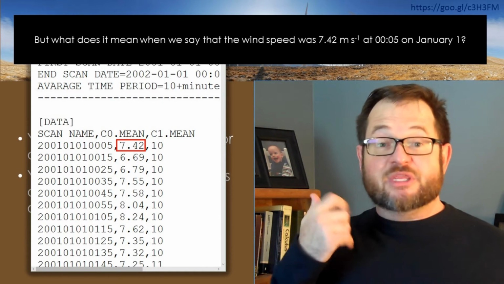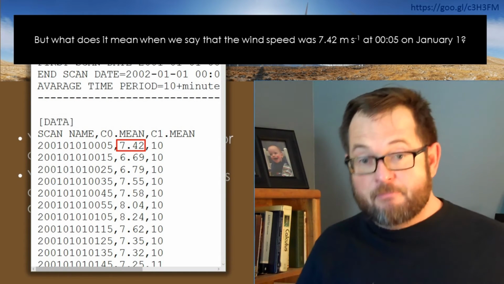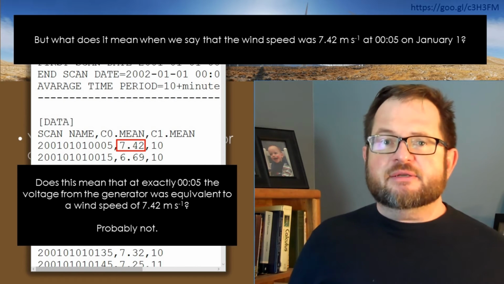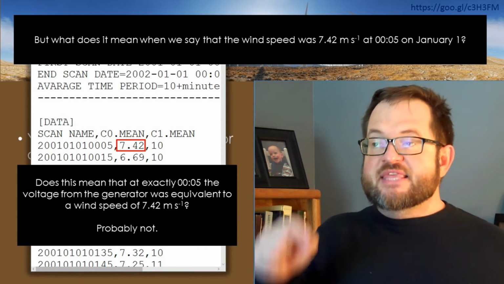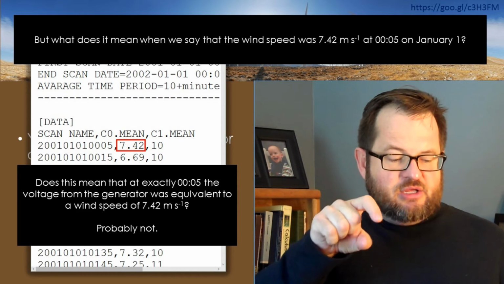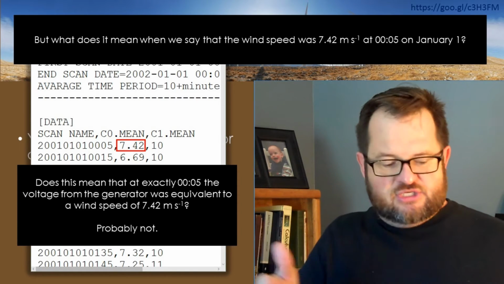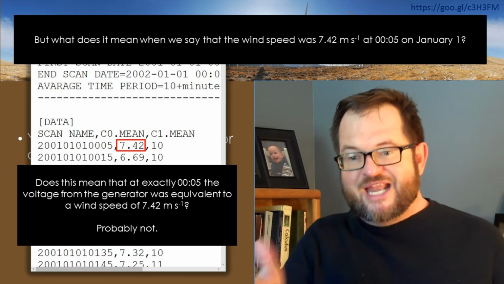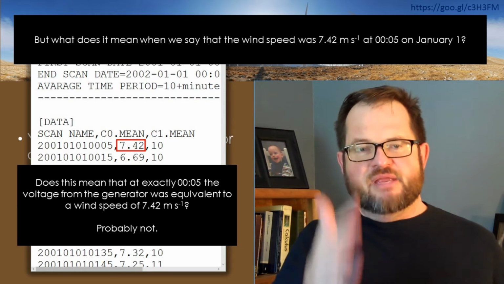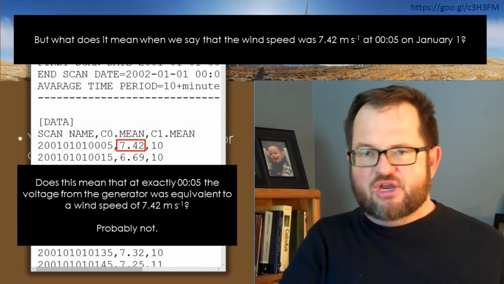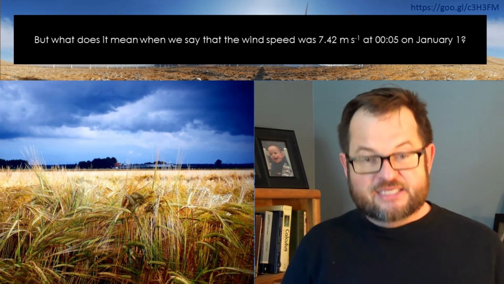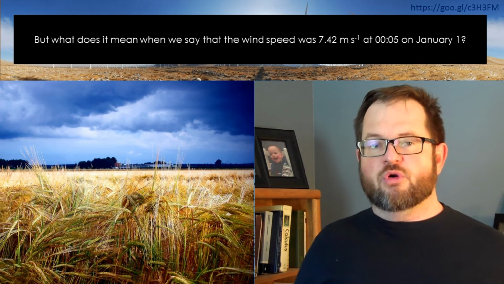That still doesn't actually tell us what the atmosphere was doing. We see now how we got that number, but what does that mean? What was moving 7.42 meters per second? Does that mean that at 5 minutes after midnight on January 1st, the wind speed was whatever produced that much voltage right at that exact second? Literally as the second hand hit 5 minutes after midnight, that was the voltage on the line and it corresponded to 7.42 meters per second? Probably not. In general, that is not the way it works.